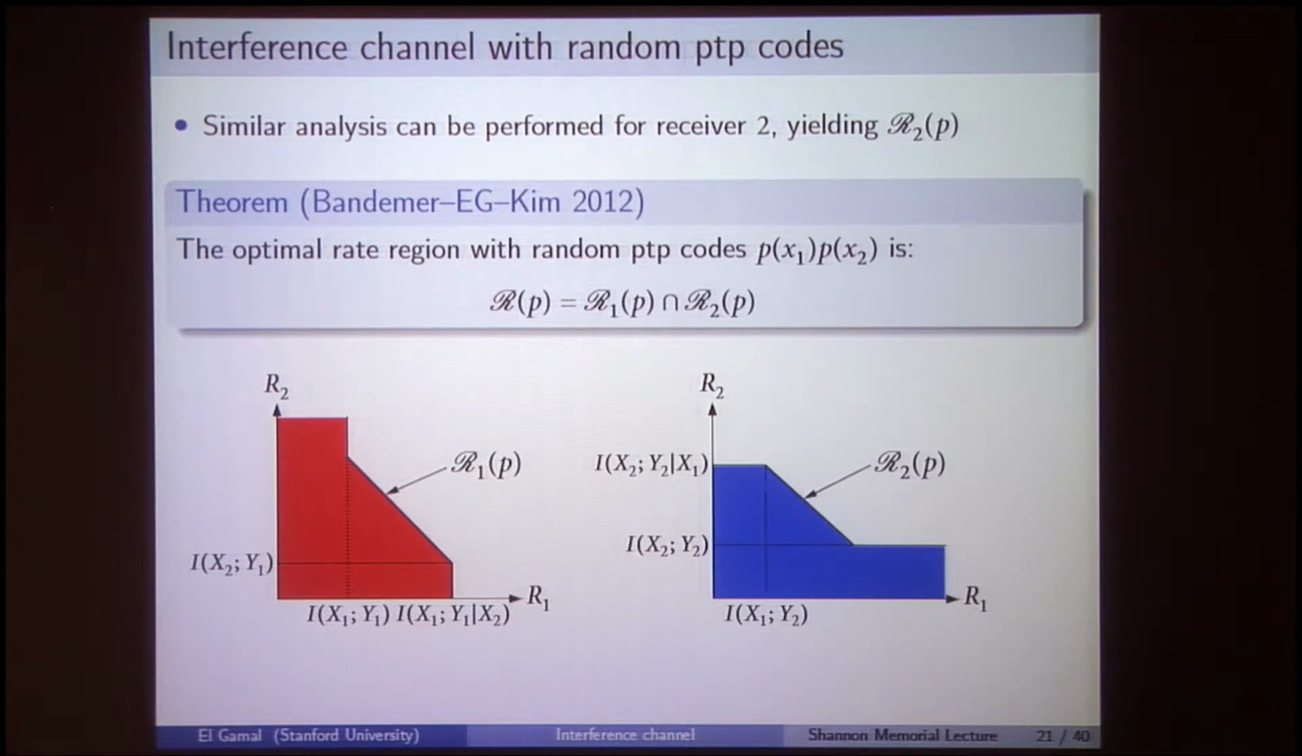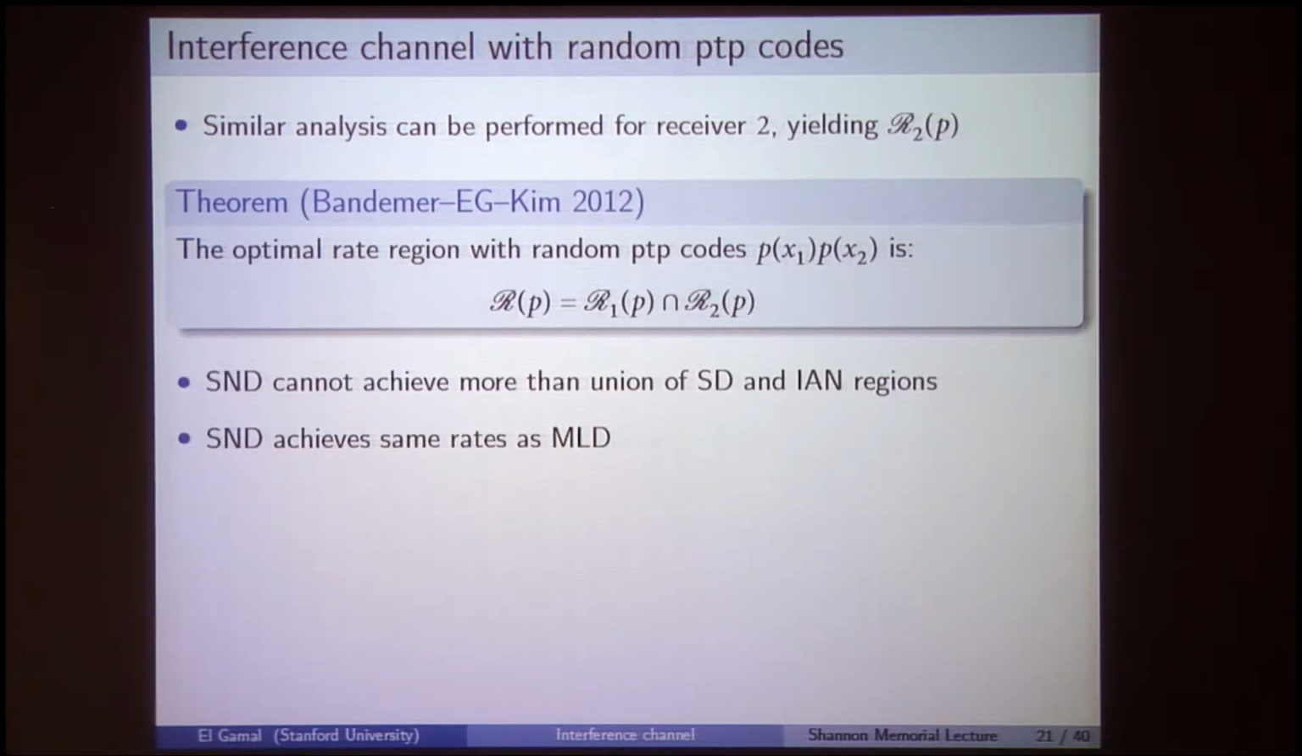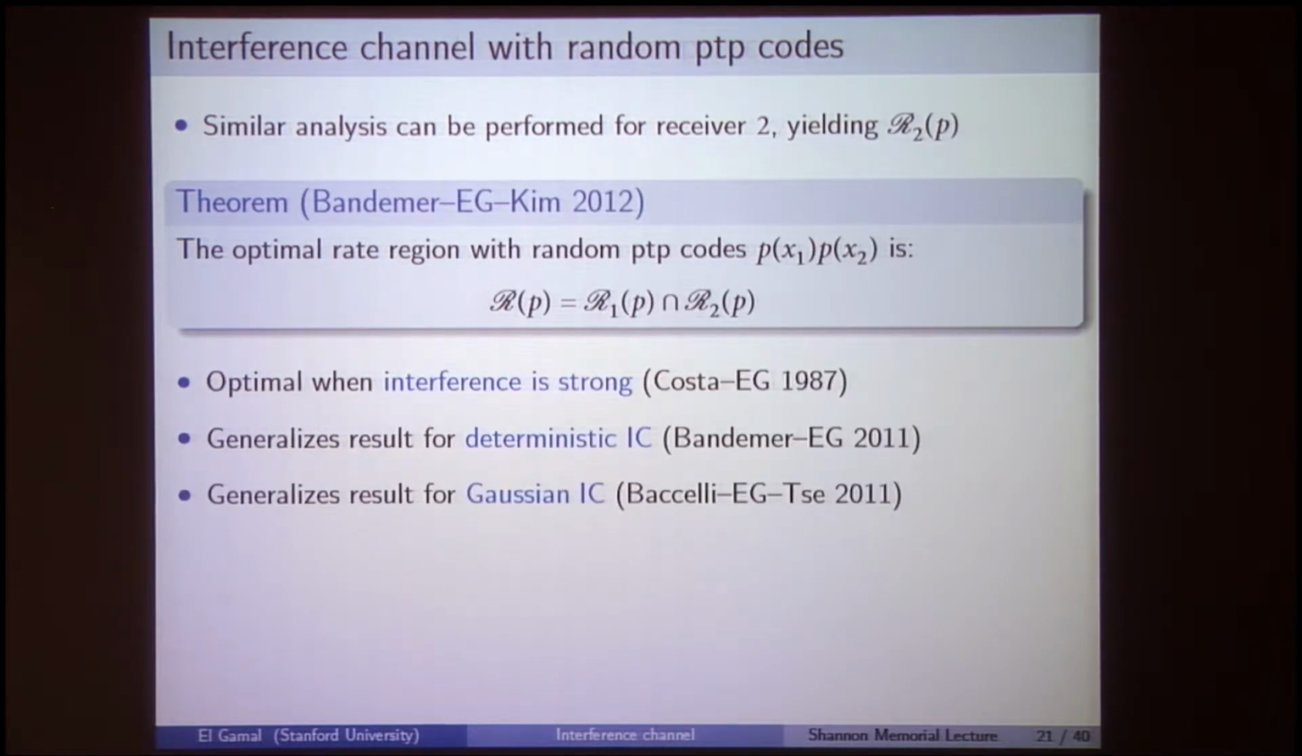Bandemer, Kim and I recently showed that the optimum achievable rate region with random point-to-point codes, p(x1), p(x2), is actually the intersection of these two regions. So you can never do any better than this. What this says is that simultaneous non-unique decoding cannot achieve more than the union of simultaneous decoding and treating interference as noise. It just cannot do better. And simultaneous non-unique decoding achieves the exact same rates as MLD, even though I don't know how to analyze MLD. Okay? Okay, so this region is interesting.